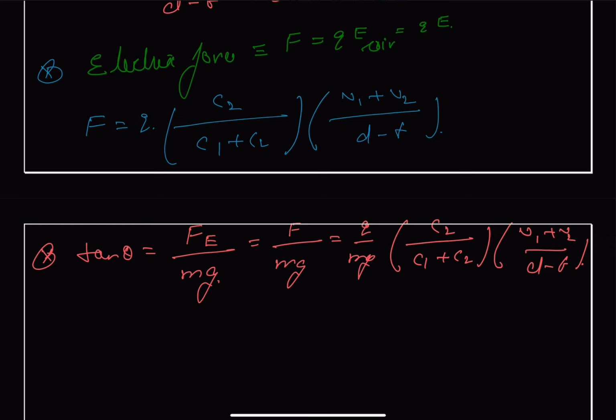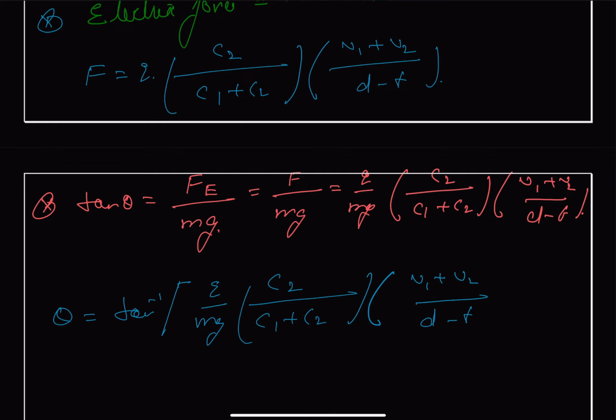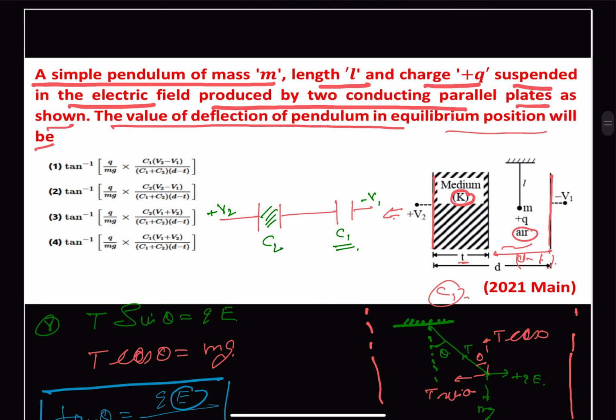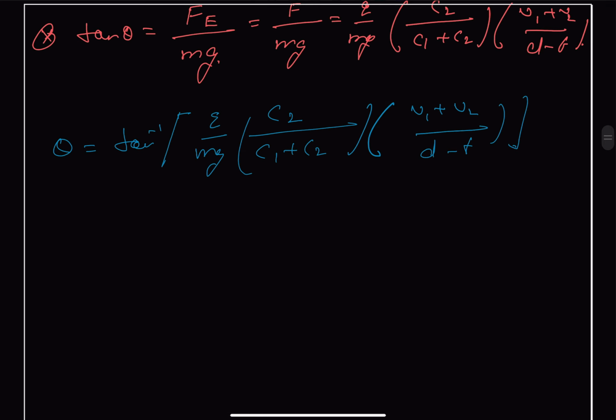out theta. So we can say our theta will be equal to tangent inverse of Q upon mg times C2 upon C1 plus C2 times V1 plus V2 upon d minus t. So option number 3 is correct. Option 3 is correct.